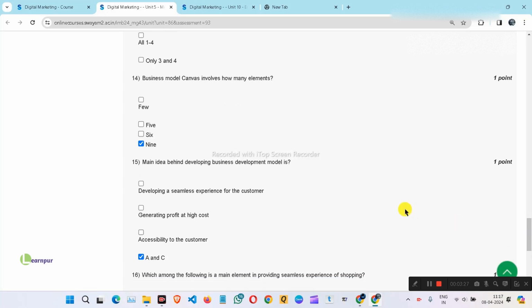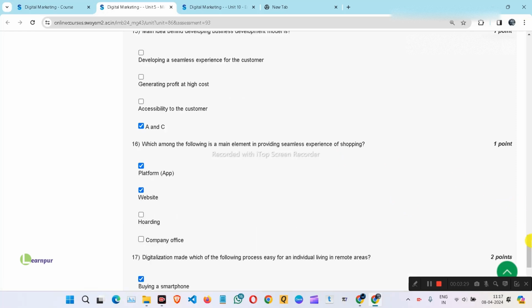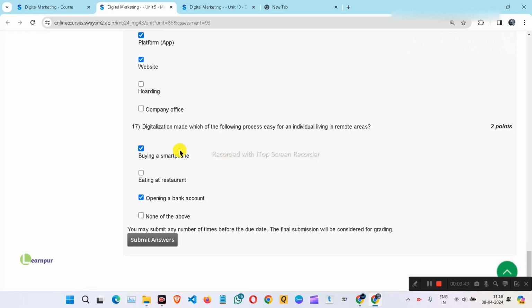For question number 16, which among the following is a main element in providing seamless experience of shopping? It will be option A and B, platform, app and websites. Okay. And in question number 17, digitalization made which of following process easy for an individual living in remote areas? It will be buying a smartphone and opening a bank account. These are the answers for those questions of midterm assessments.